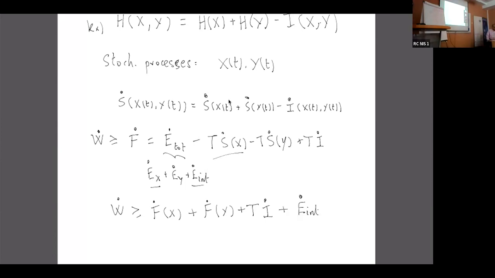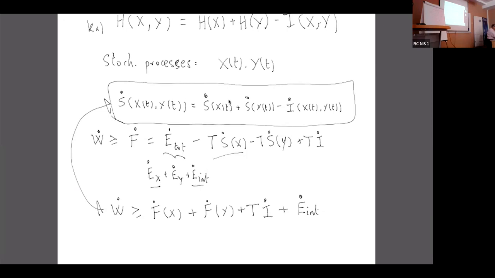So you see that these two equations are equivalent, so one can just work with the entropies instead of the free energy. And this is what Horowitz and Esposito do in this paper.